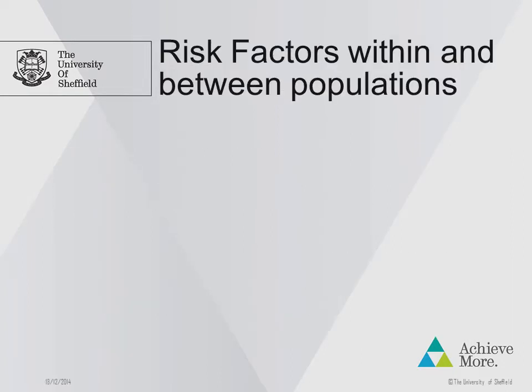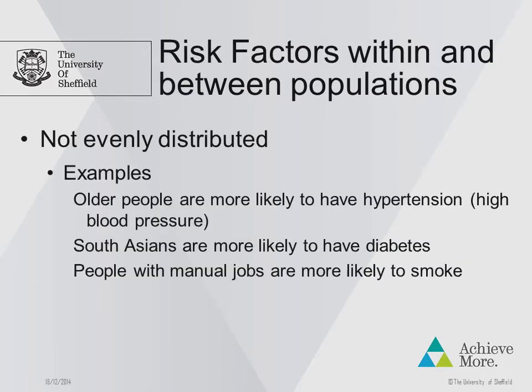When we think about risk factors within and between populations, they're not evenly distributed. For example, older people are more likely to have hypertension. South Asians are more likely to have diabetes. People with manual jobs are more likely to smoke.